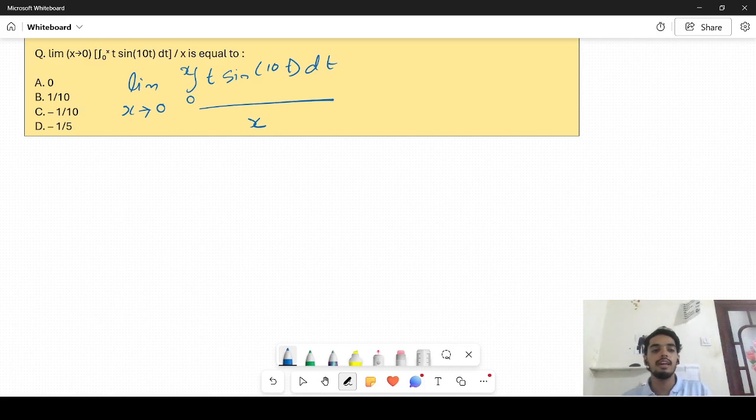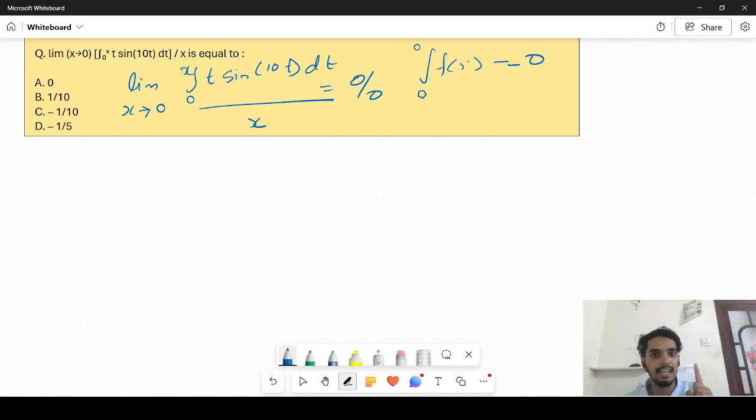Guys, limit x tending to 0 of the integral. If you put x equal to 0, the upper limit will be 0. So integral 0 to 0 of f of x will always be 0. Are you sure about that? Why? Because the lower limit is 0, upper limit is 0. It is a definite integration, right? So the answer will be 0 only. So it is of the format 0 by 0.